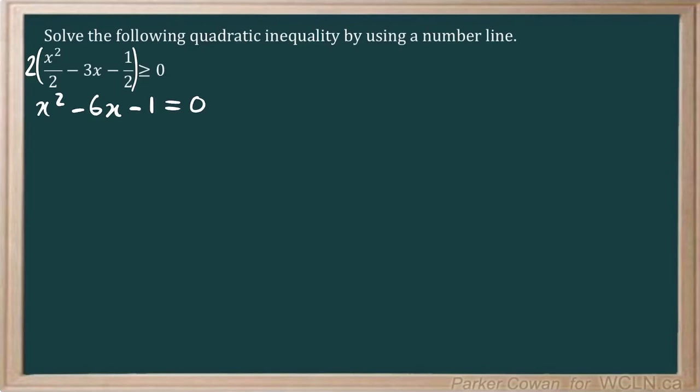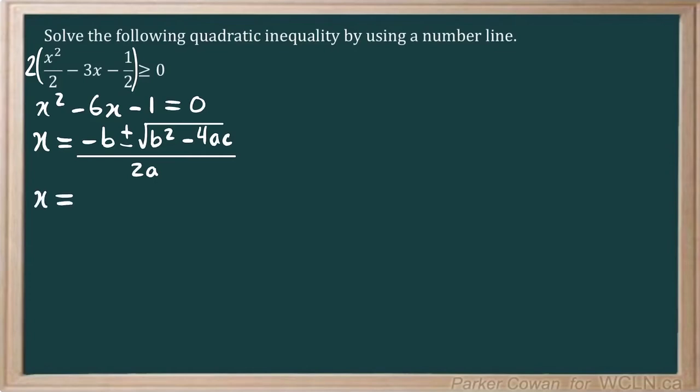However, we're still kind of stuck because we can't factor this like we normally would. So we're going to have to use the quadratic equation. And that is that x is equal to negative b plus or minus the square root of b squared minus 4ac all over 2a. Okay, so let's go ahead and start filling these in. So this is our A, this is our B, this is our C.